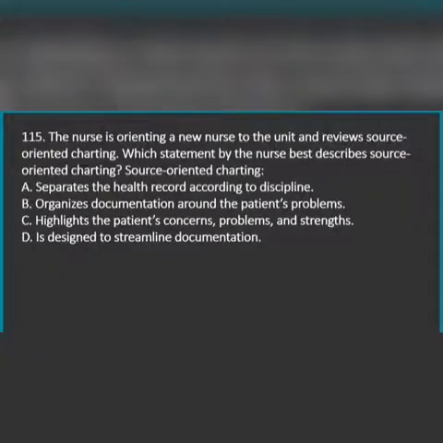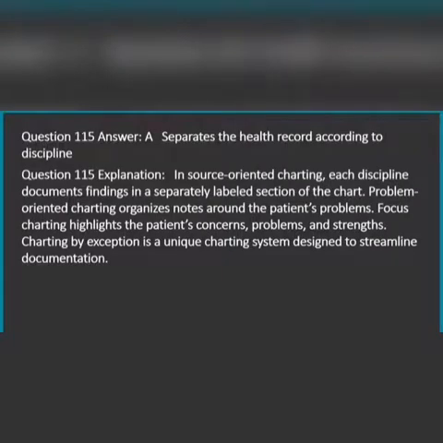Question 115. The nurse is orienting a new nurse to the unit and reviews source-oriented charting. Which statement by the nurse best describes source-oriented charting? Source-oriented charting: A. Separates the health record according to discipline. B. Organizes documentation around the patient's problems. C. Highlights the patient's concerns, problems, and strengths. D. Is designed to streamline documentation. Question 115 Answer: A. Separates the health record according to discipline.